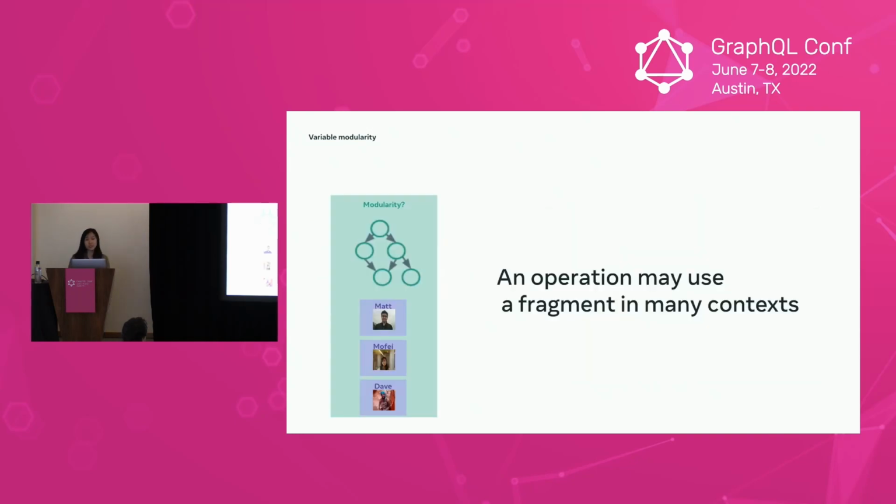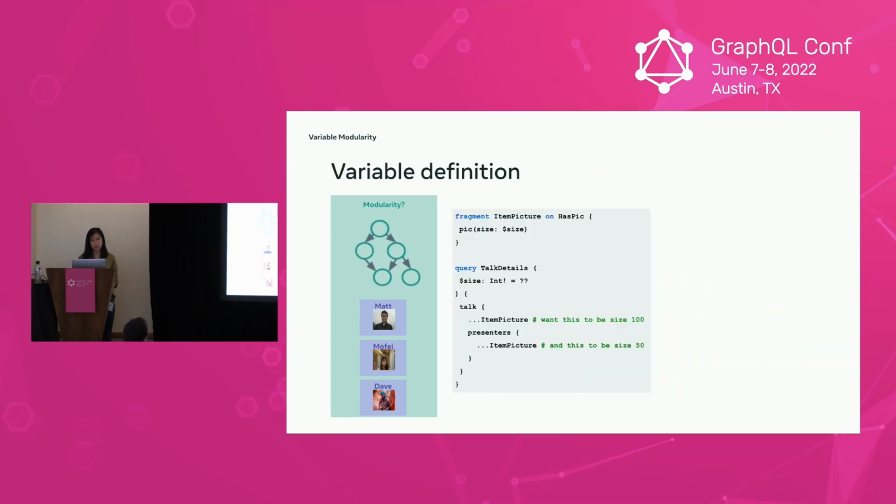So I want to revisit an idea previously brought up by Dave, that an operation may use many fragments, and it may use a single fragment in many contexts. From another perspective, within a component tree, a single component may be reused many times. So let's look at the following code. We have a fragment called ItemPicture. It's probably used with an ItemPicture component. And we have an overall query called TalkDetails that spreads ItemPicture. So this is drawing the modularity picture, as you see, as well as each of the presenter pictures.